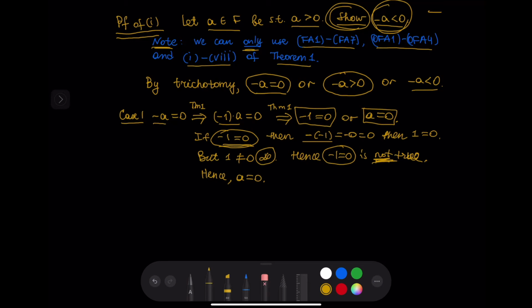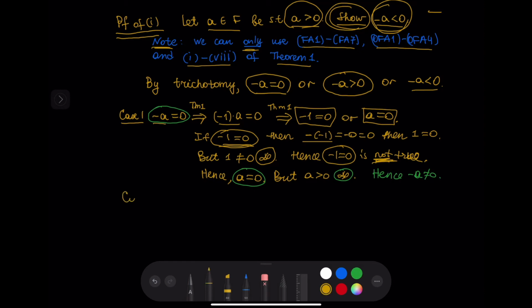However, A is greater than 0, so that's a contradiction. So from our assumption that negative A is equal to 0, we arrived at A equals to 0, but A is larger than 0, and that's a contradiction. So hence negative A equals to 0 is not true. So negative A is not equal to 0.